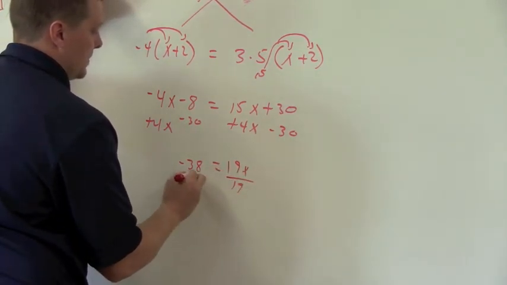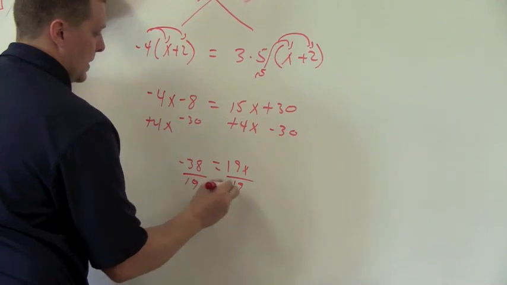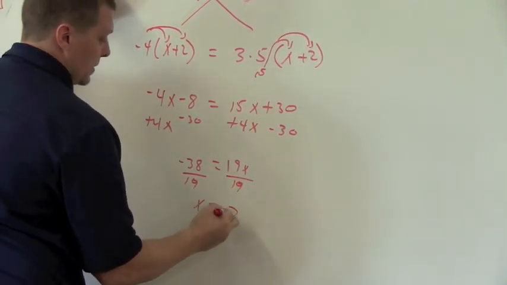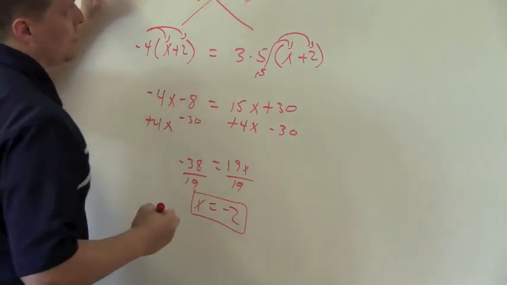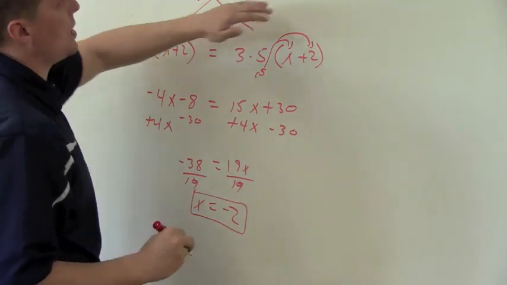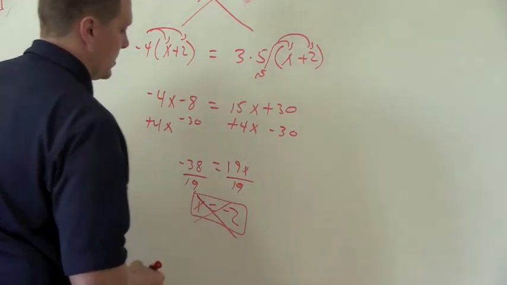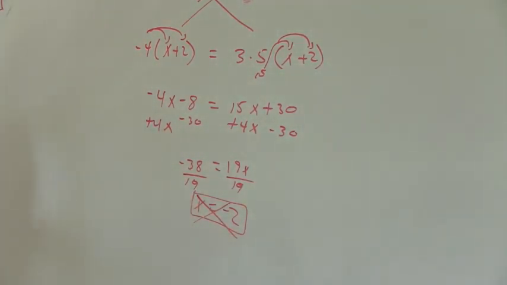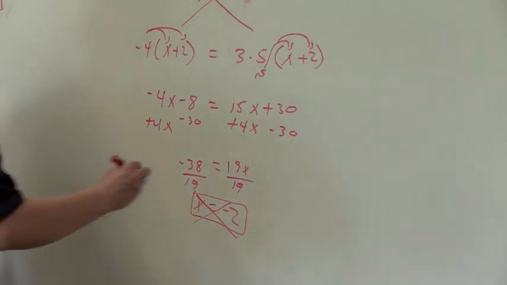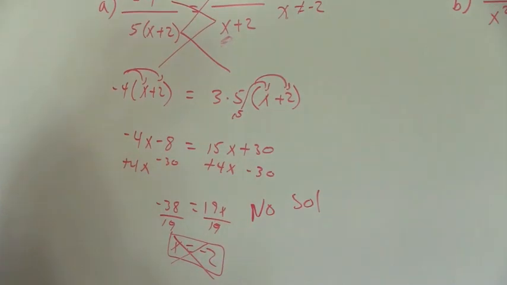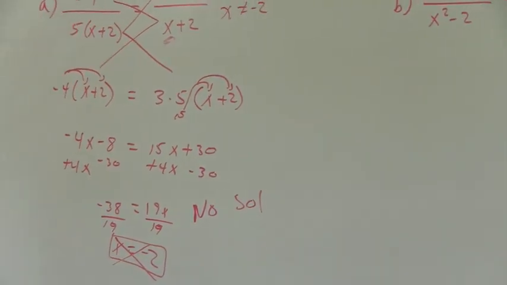Divide by 19. That's a 19, by the way. x is equal to -2. Well, I don't even have to plug it in to try, because I already know that x cannot be -2. So my only solution is not a solution, because it doesn't work. That gives me no solution. So that's example A.